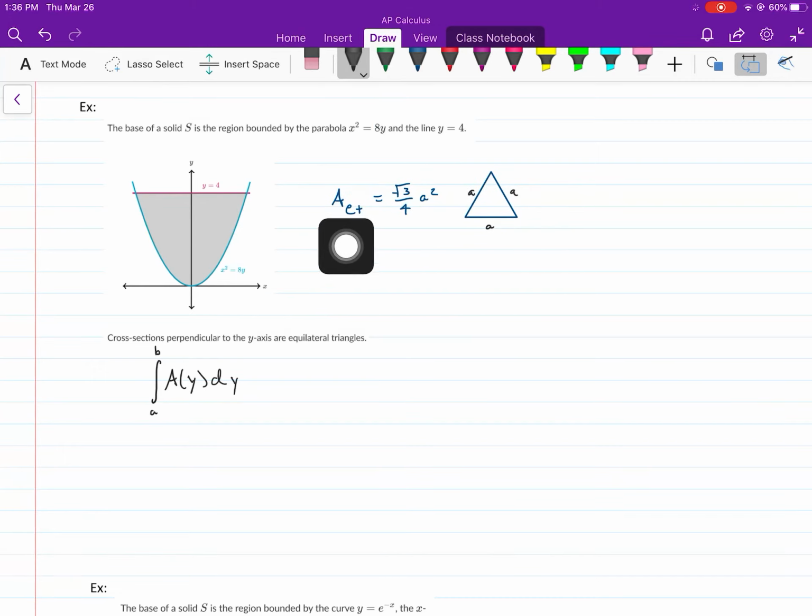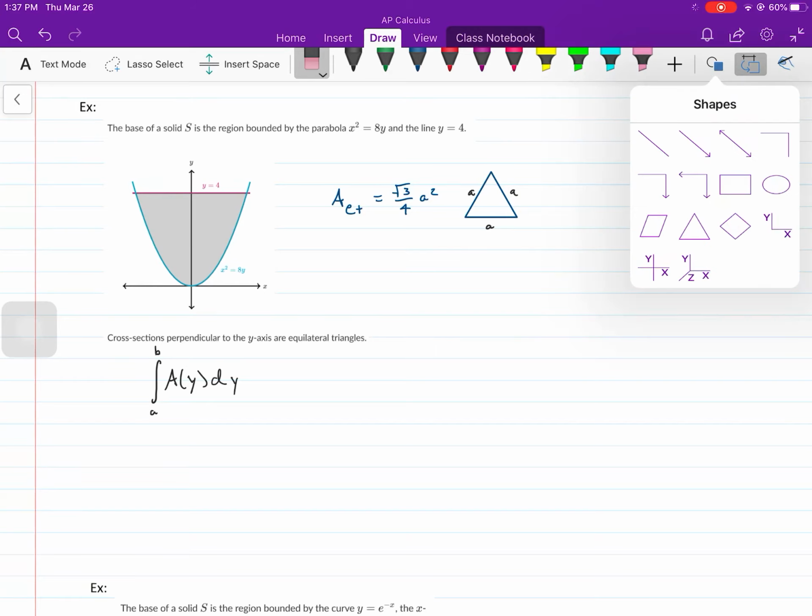This is a formula. I put ET for equilateral triangle. So the area of an equilateral triangle is the square root of 3 over 4 a squared. So you need to know that. So let's think about our area here. So we need to figure out the base of our triangle.